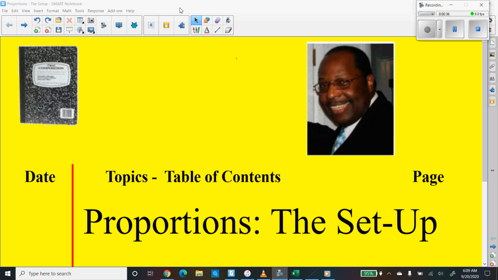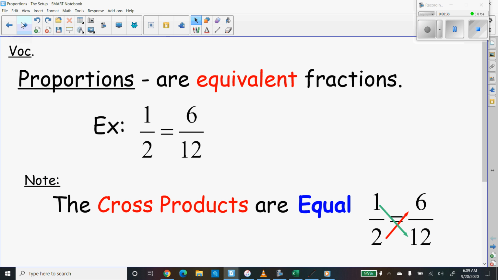Okay, we're going to get started. So, proportions are equivalent fractions. Example, 1/2 equals 6/12. So they're equivalent. How do we know they're equivalent? The cross products are equal.